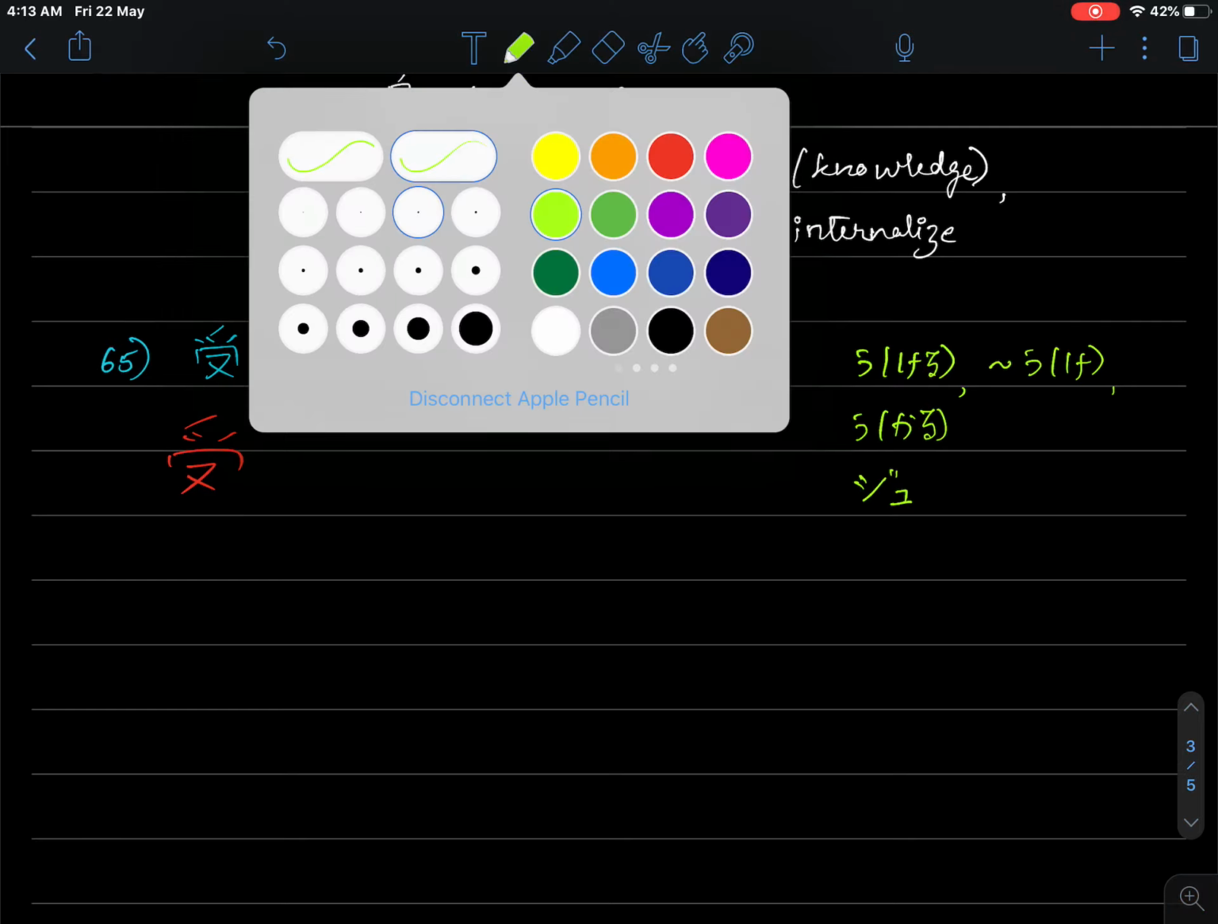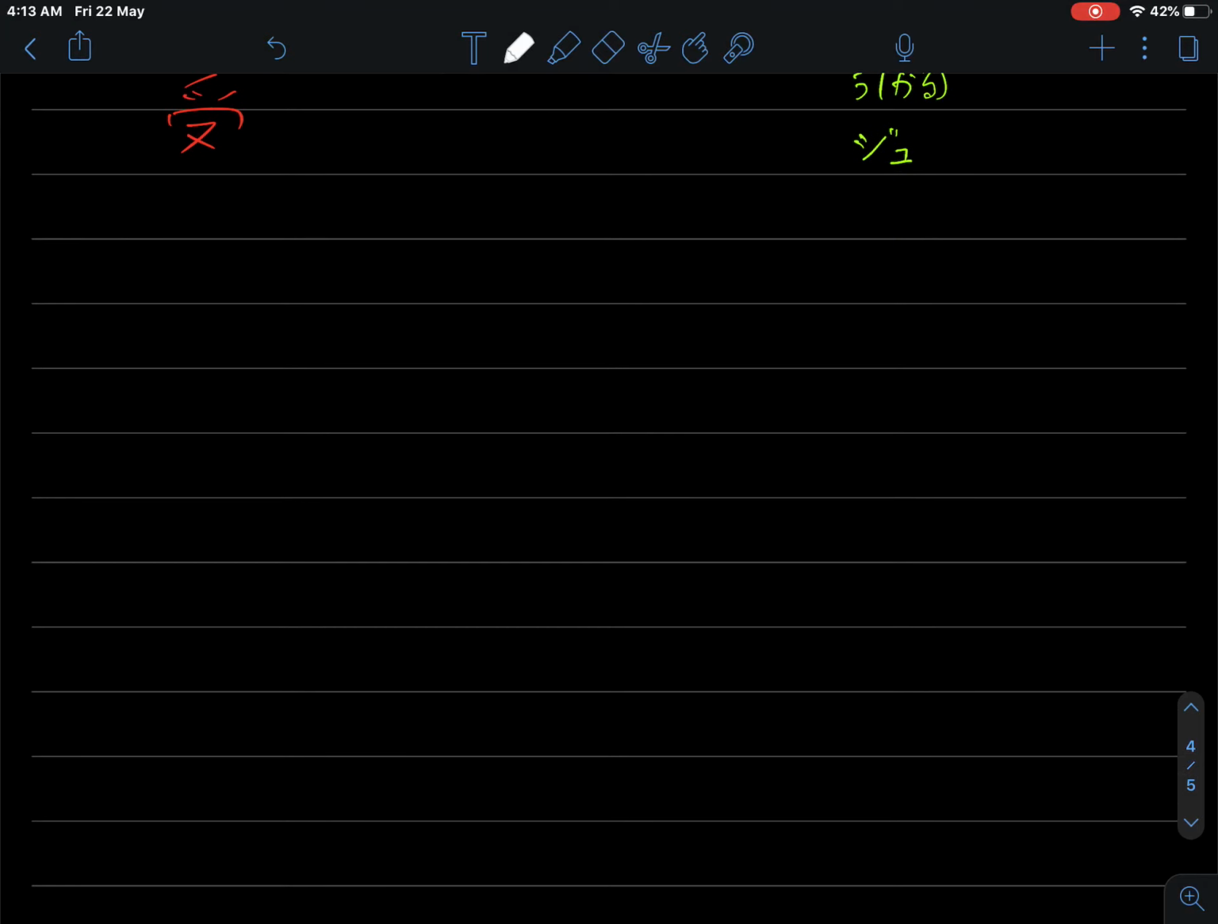Now let's have a look at the words associated with this kanji. I'll try to write it better than I have so far. This is jushin, which means receipt of a message. But this is necessarily not a physical message. That is to say, something like, think of it as email.